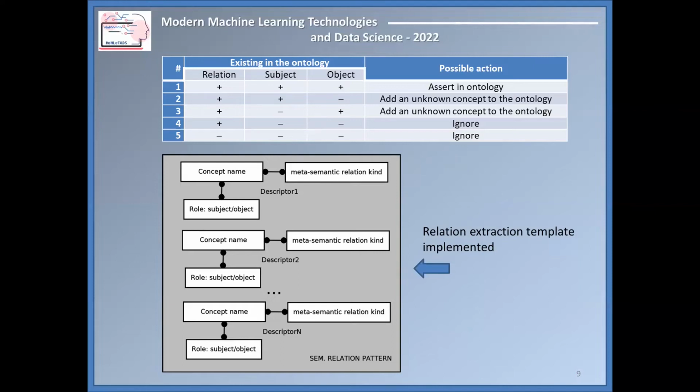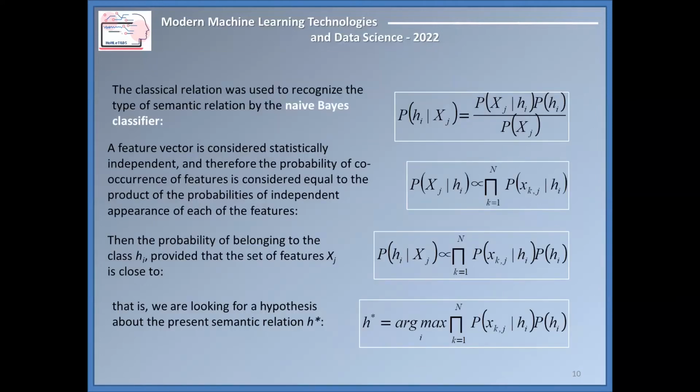Semantic relation plays the key role in the process of predicate recognition, which is implicit in the sentence and should be detected. They serve as a sign of its presence. We had proposed to use a relation pattern in a form of set of descriptors, each consisting of distinguished concept name, its role, subject or object, and kind of metasemantic relation connected to this concept. The classical relation was used to recognize the type of semantic relation by the naive Bayes classifier.